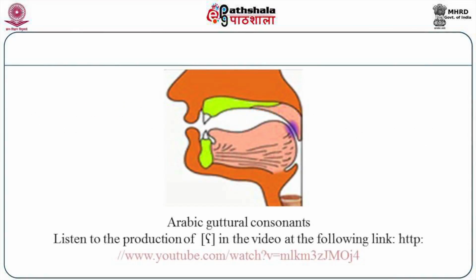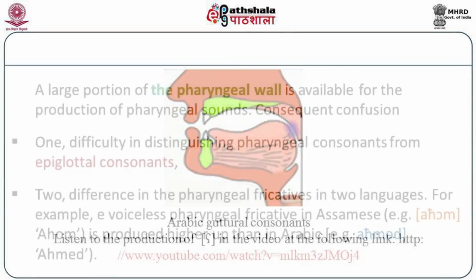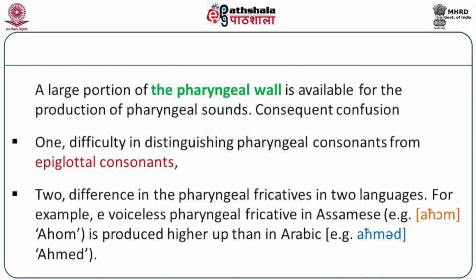Now, take a look at the diagram on the slide, which shows which part of the tongue is involved in producing the pharyngeal sound. This diagram is drawn for the production of the Arabic pharyngeal sound. If you look at the pharyngeal wall, what we notice is that a large chunk of the pharyngeal wall is involved in producing just one place of articulation called the pharyngeal place.